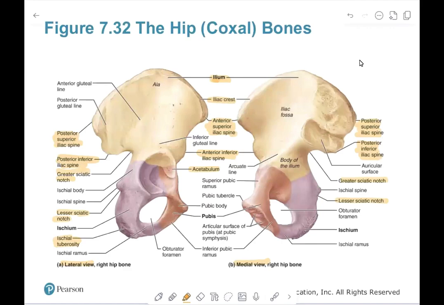So we can see it on the lateral view here. And then for the pubis, the most medial bone, between the pubis and the ischium, we have the obturator foramen. And that will about do it for the coxal bones.